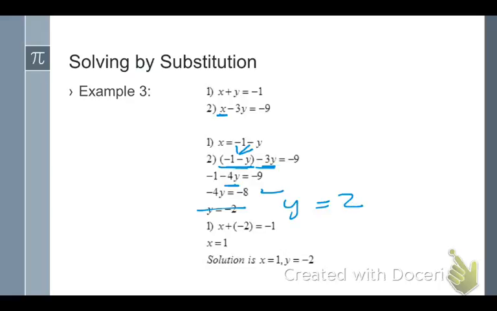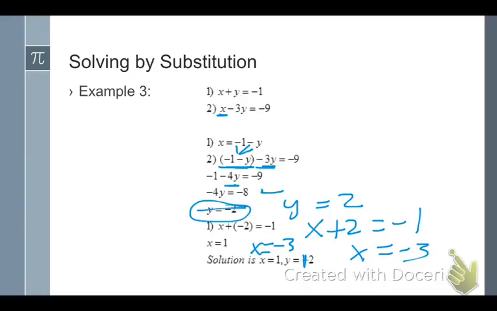And then x plus 2 has to equal negative 1. So x would have to equal negative 3. So the solution is y is positive 2, x is negative 3, and I did not check my work even though I had a signed number arithmetic mistake there.